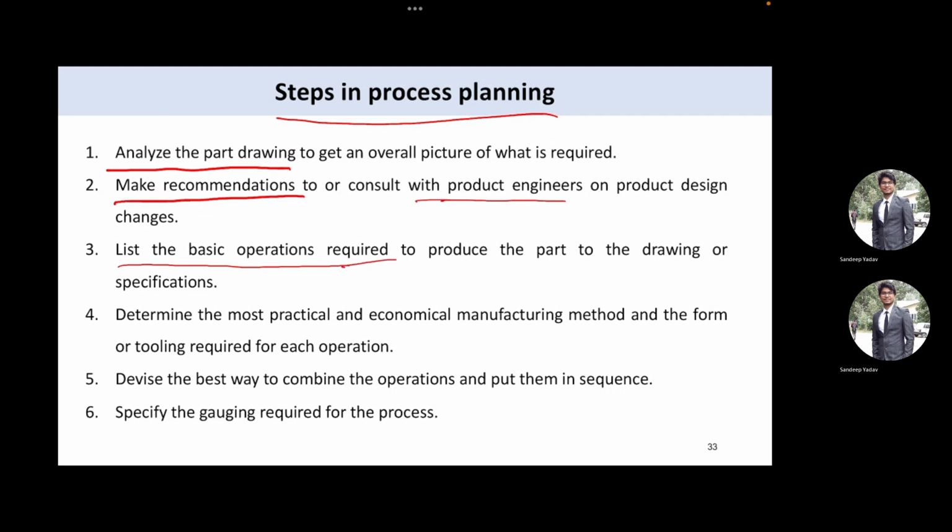Fourth, determine the most practical and economical manufacturing method, and then the form of tooling required for each operation. The fifth one is to devise the best way to combine the operations and put them in sequence. And the final one is to specify the gauging required for the process. So let's see this with an example to get some more clarity.